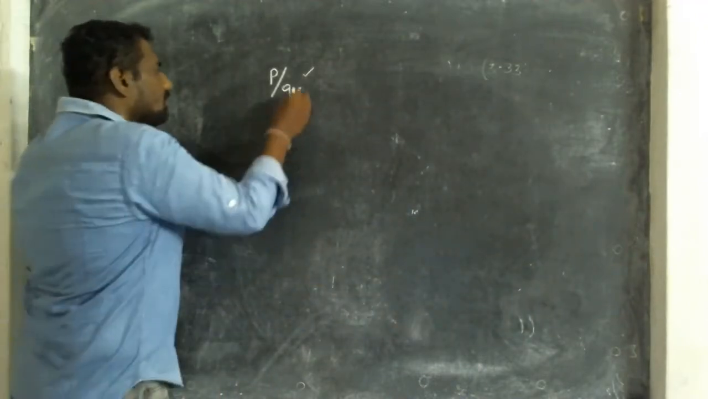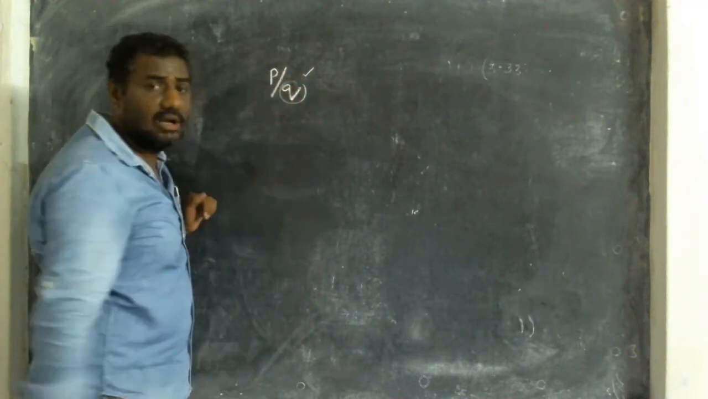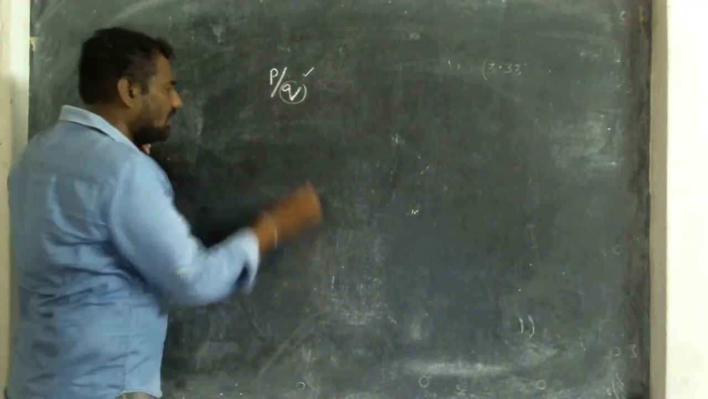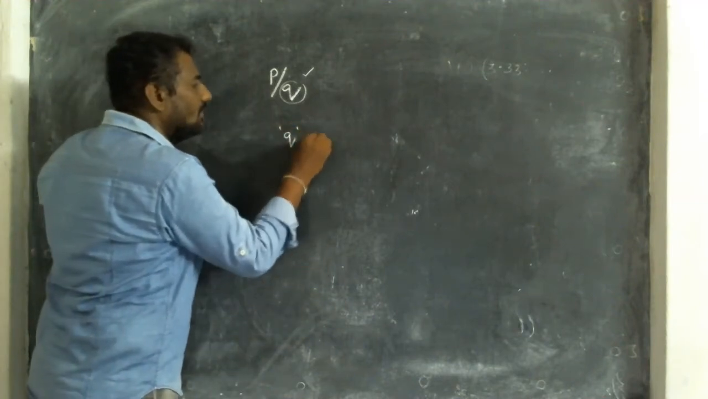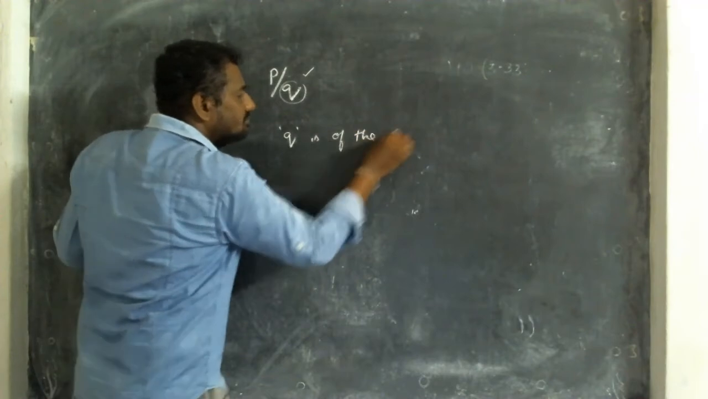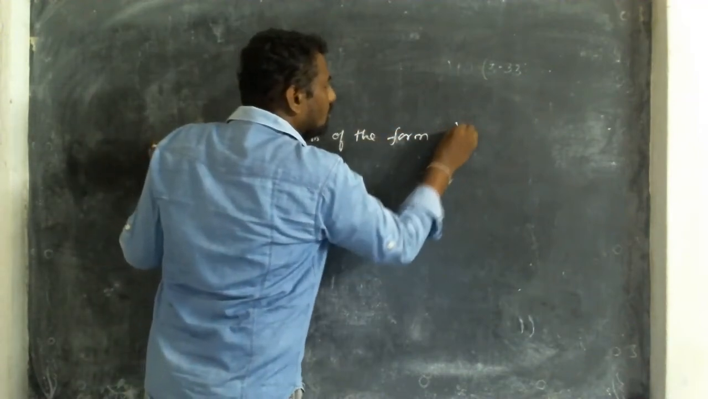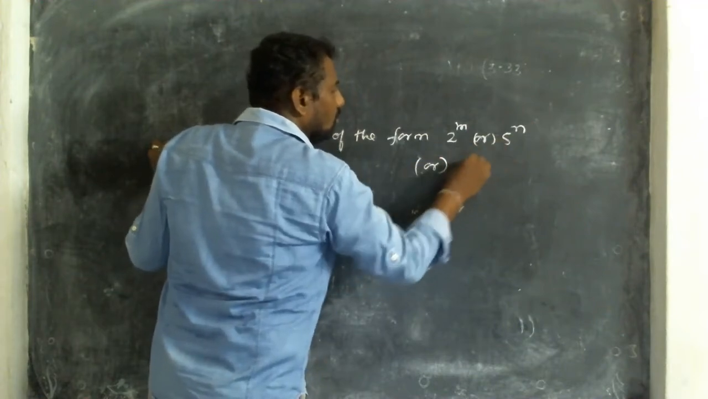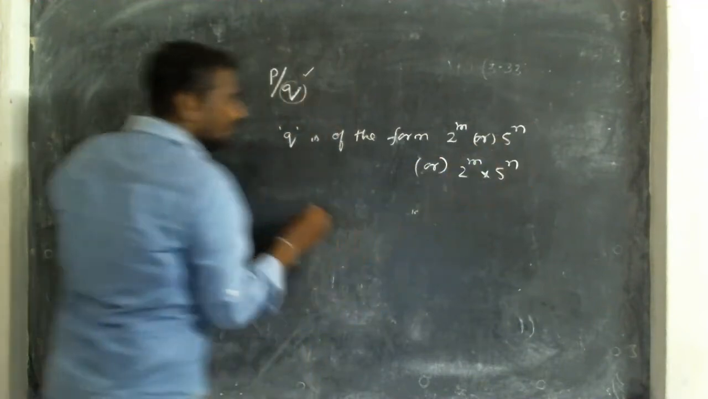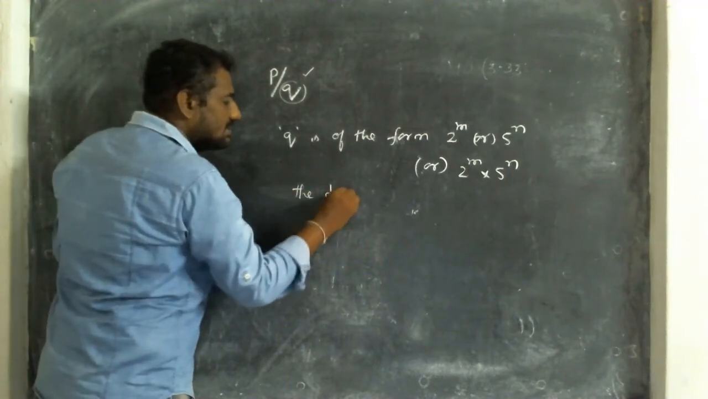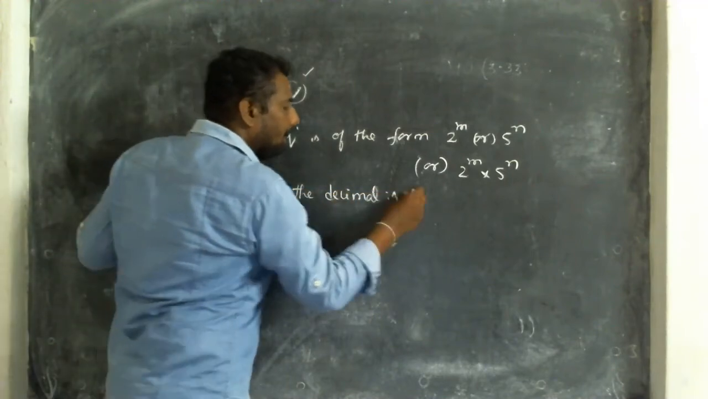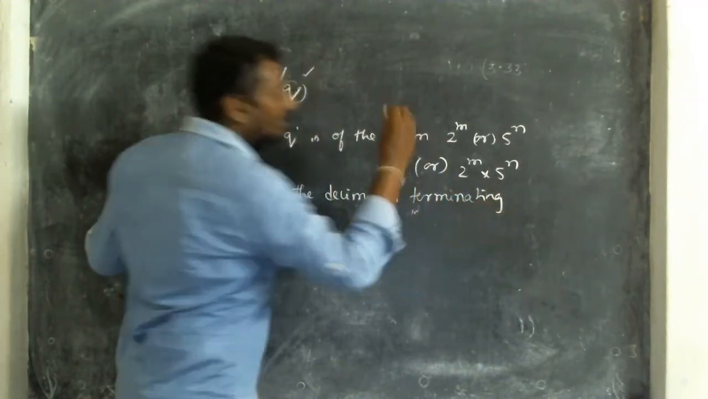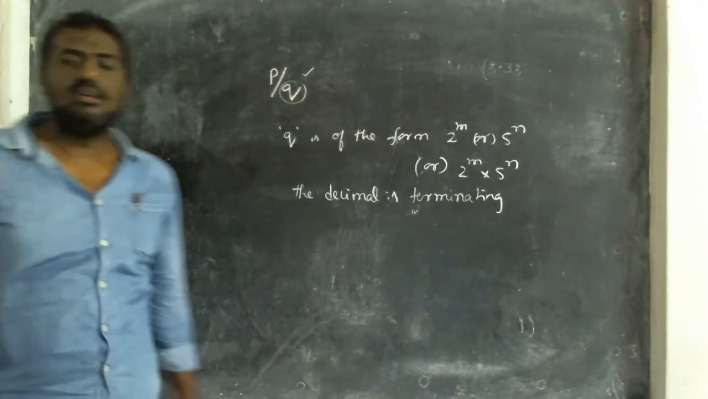Very simple. Q is nothing but the denominator. For the denominator, we have to do the prime factorization. If the denominator Q is of the form 2 power m, or 5 power n, or 2 power m into 5 power n, then the decimal is terminating. That is when we can call the rational number terminating.